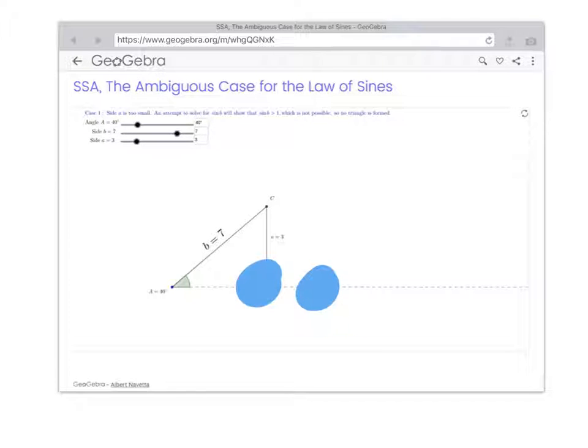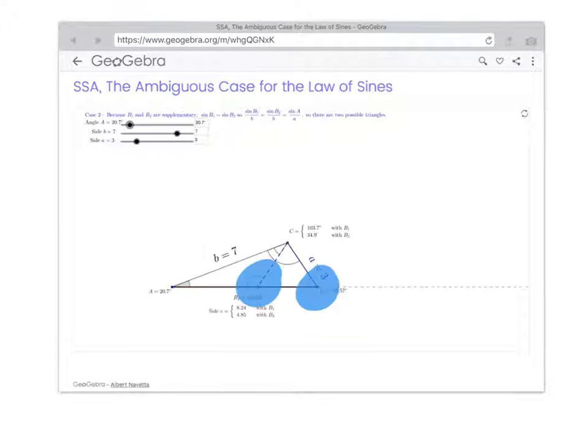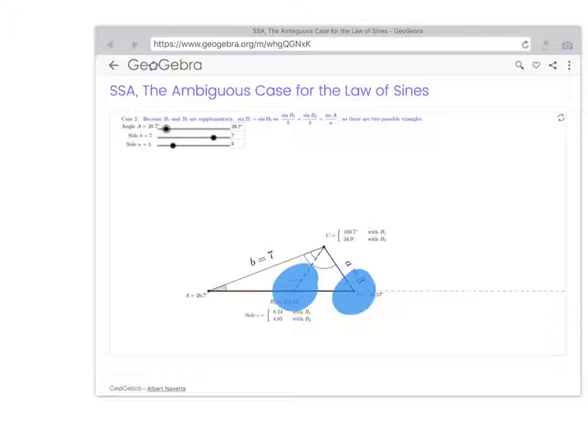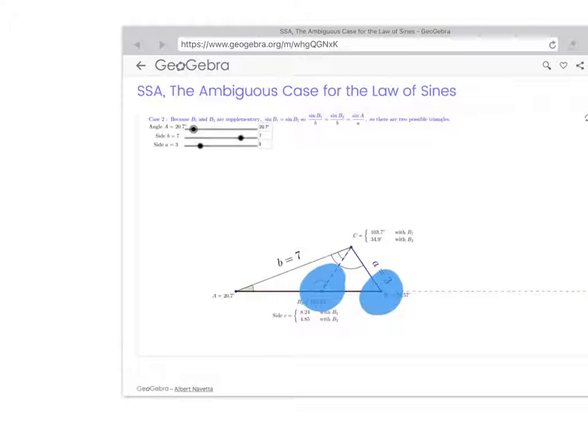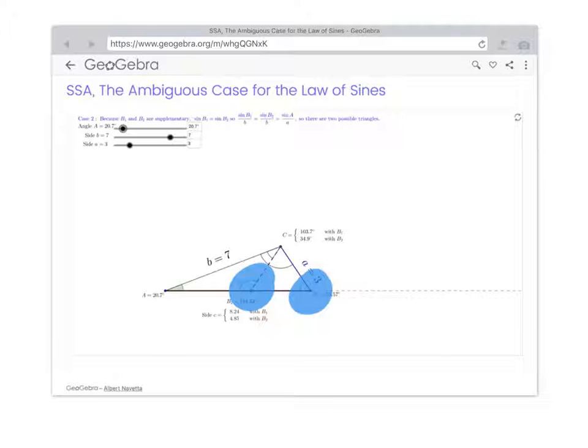And then the last case, let me see if I can get this to work here. The last case will be similar to what we did yesterday.